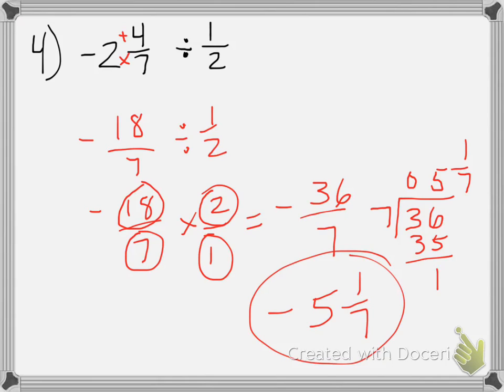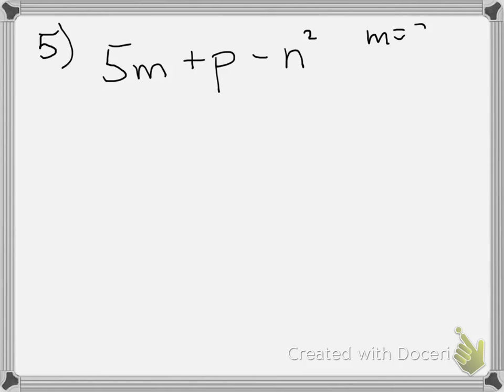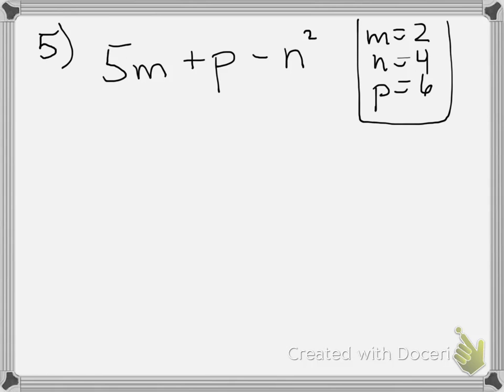Alright, number 5. Here we go. Now, number 5 is pretty simple. You're writing a formula that's been given to you, and then you're going to just substitute. And after you substitute, you need to remember PEMDAS, or order of operation. So that's how we write it at first on our paper.